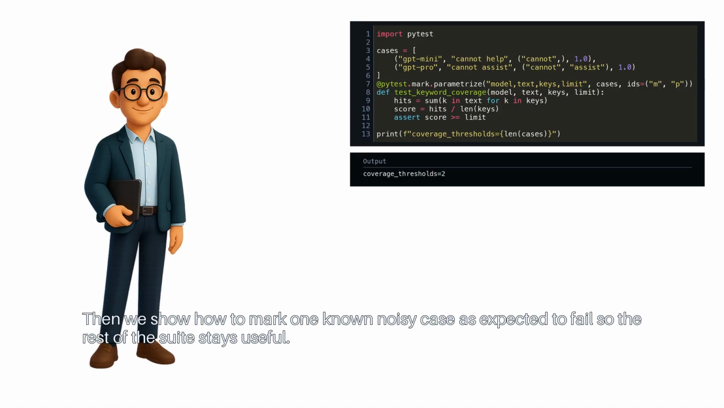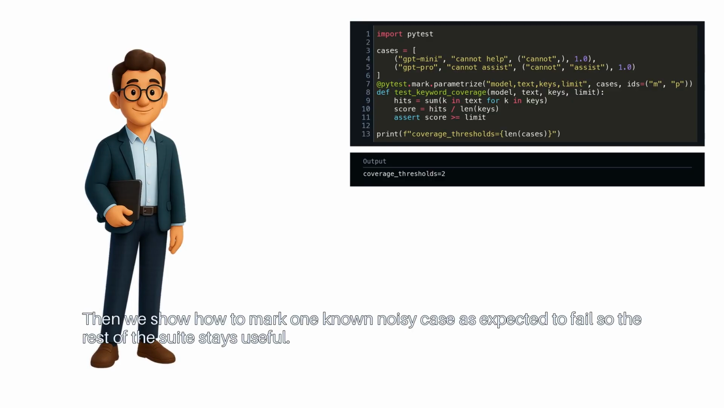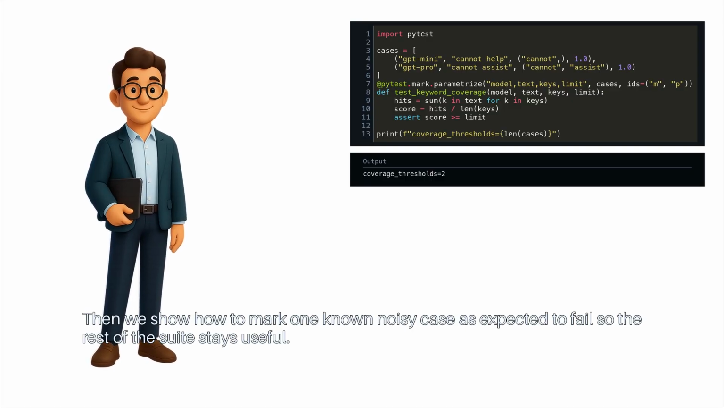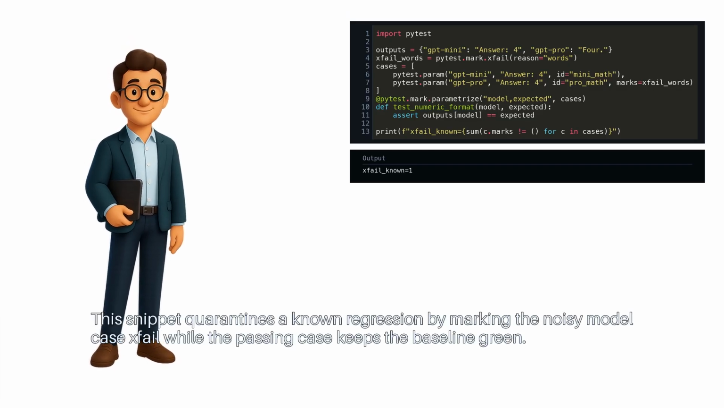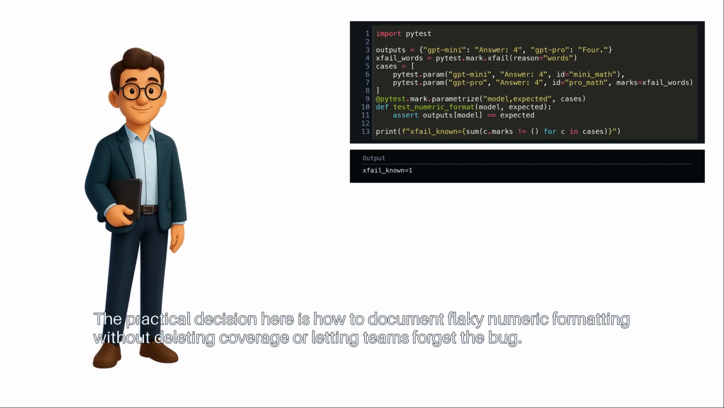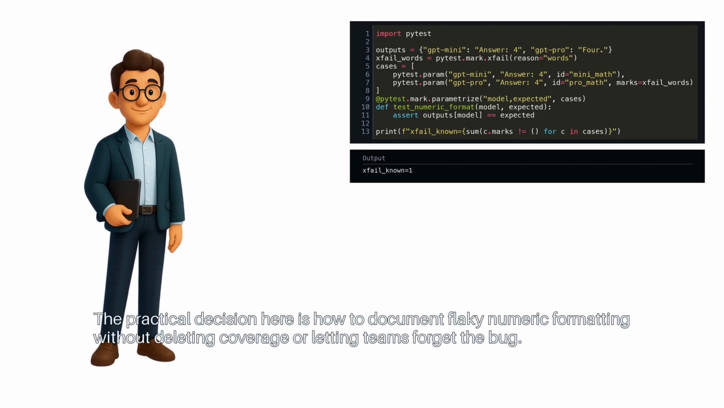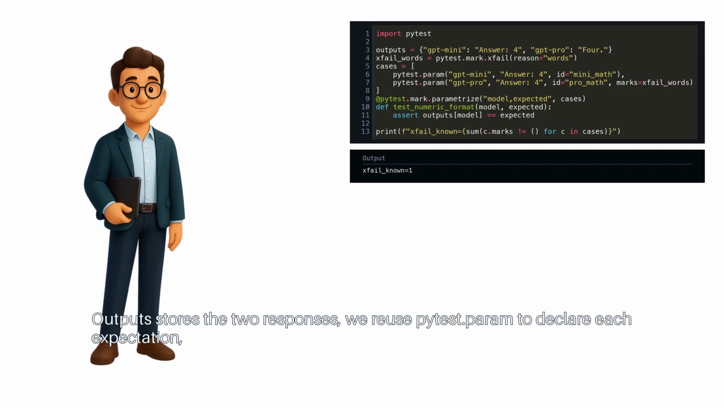Then, we show how to mark one known noisy case as expected to fail, so the rest of the suite stays useful. This snippet quarantines a known regression by marking the noisy model case xfail, while the passing case keeps the baseline green. The practical decision here is how to document flaky numeric formatting without deleting coverage or letting teams forget the bug. Outputs stores the 2 responses.